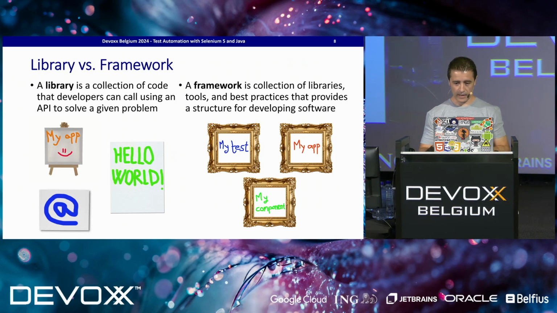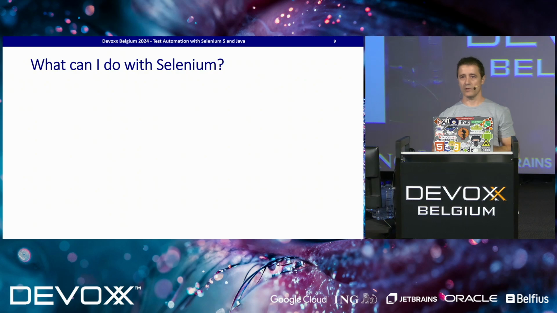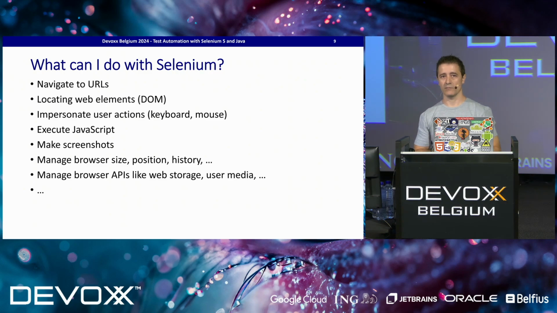So again, Selenium is a browser automation library. What can I do with Selenium? Well, I can do programmatically most of the things that a user does, but with code, Java, JavaScript, or other languages, like navigate to URLs, locate elements through the DOM, impersonate user actions like clicking and typing in forms, execute JavaScript, make a screenshot, and manage many capabilities of the browser.